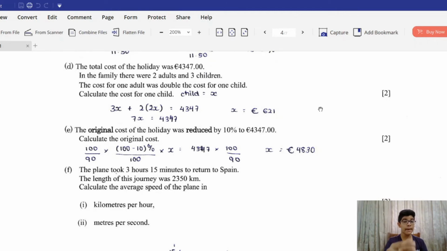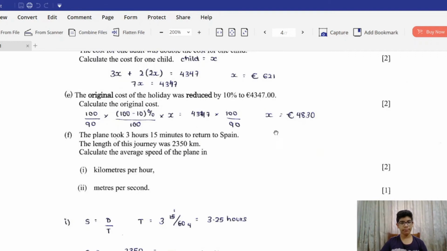Now, the reason I put 2 open bracket 2x is because for one adult, the value is 2x, because one adult is double the cost of one child. So double the cost of one child is basically 2 times x, so 2x. Now, there are 2 adults, so 2 multiplied by 2x gives you the cost for 2 adults. So 3x plus 4x equals 4347. 7x is equal to 4347. Isolate x by dividing both sides by 7, and we get that the cost of one child is 621 euros.